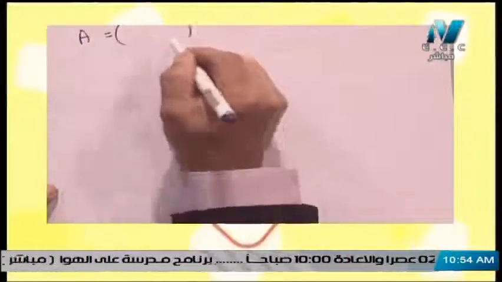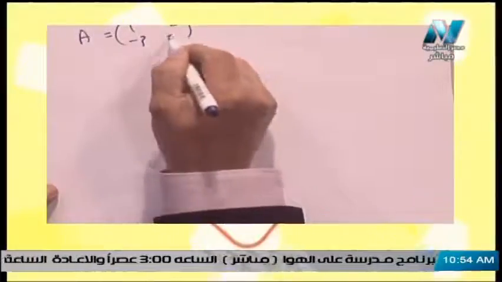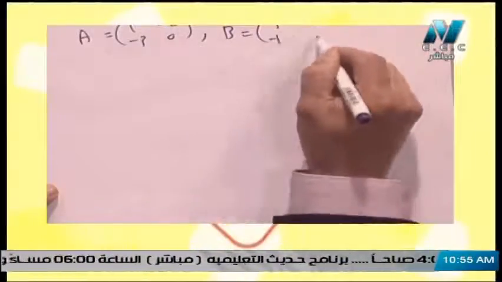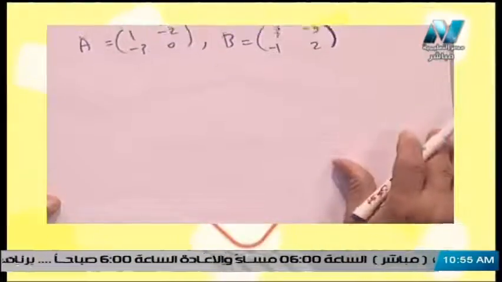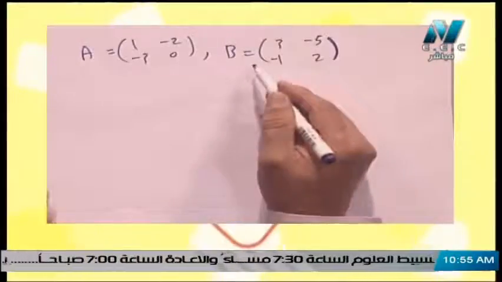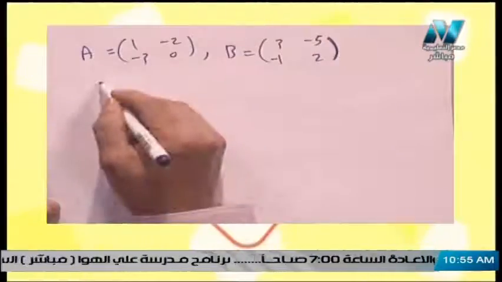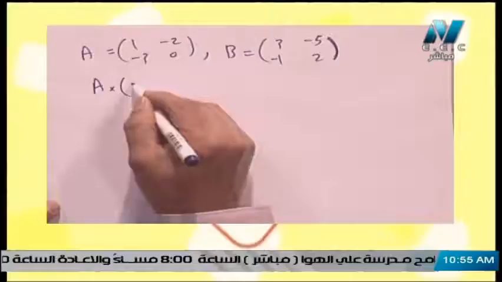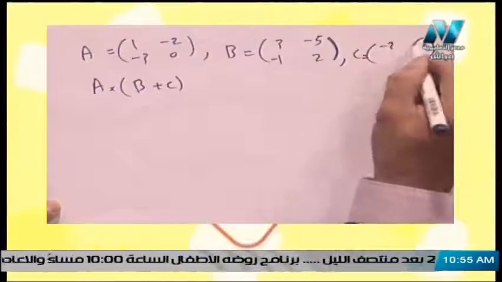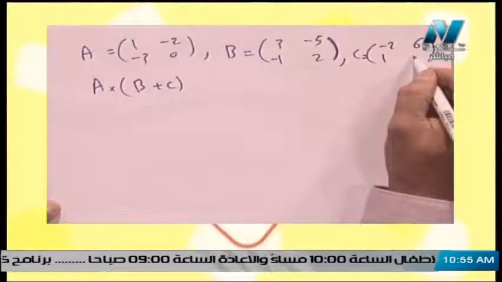And we have a question now to check the multiplying and distribution. Check if A equals a matrix like that: 1, -2, -3 and 0, and we have B, another one: 3, -5, -1 and 2. We have A and B like that, and we will find A multiplied by B plus C, and we have also a matrix C equals -2, 6 and 1, -1.